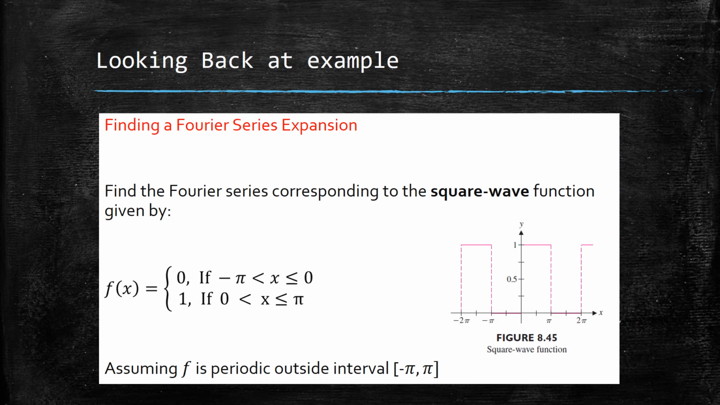Recall our original example where we were to find the Fourier series expansion of the square wave function. Notice f of x can be translated to become an odd function, so in this case, we could have just used the Fourier sine series. This is the reason why a sub k, which is a coefficient for the cosine term, was equal to 0.